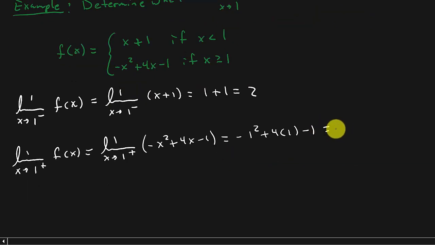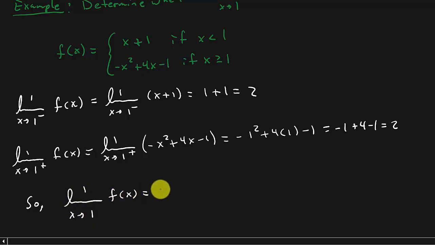And so this is going to be negative 1 plus 4 minus 1, which is equal to 2 also. So the limit as x approaches 1 of f of x is equal to 2. Okay, because you see here, the limit from the left and the limit from the right were the same.